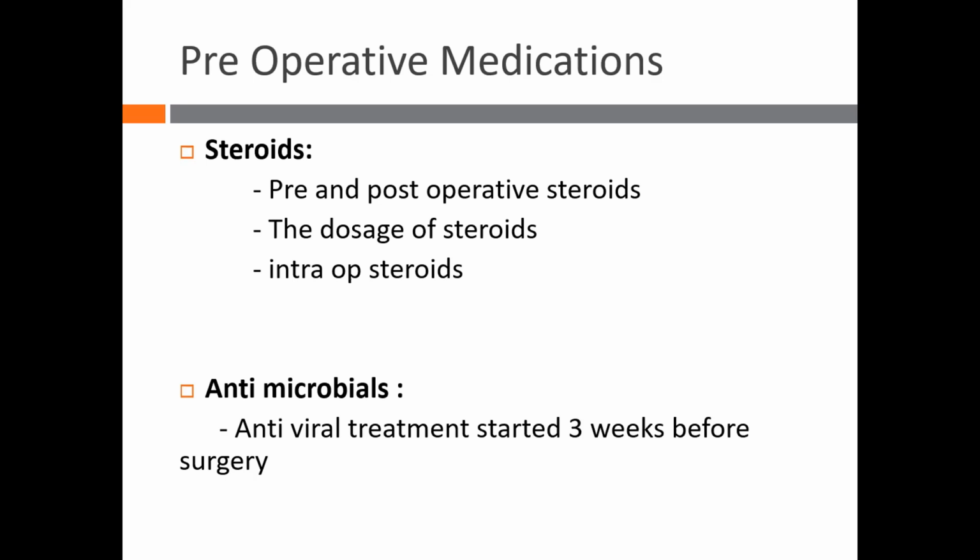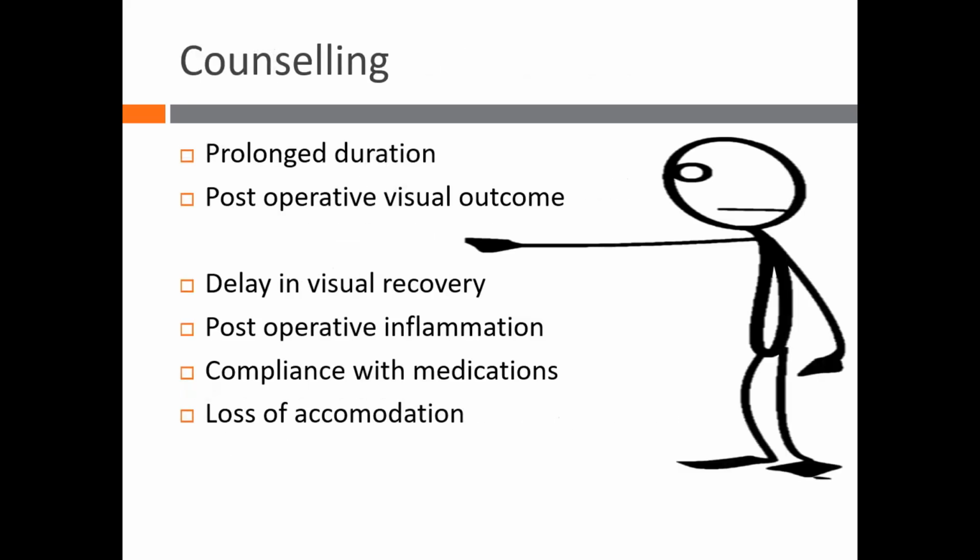And in infectious uveitis, for example, you have to start antiviral treatment even 3 weeks before surgery and continue it postoperatively. And the main thing is to counsel the patient. You would have controlled the inflammation, you would have gone ahead and done a beautiful surgery, but if you haven't counseled well, then postoperatively you won't get a happy face. Explain to them that surgery may be prolonged because of posterior synechiae and other complications. Explain to them that there may be suboptimal visual recovery or a delay in visual recovery.